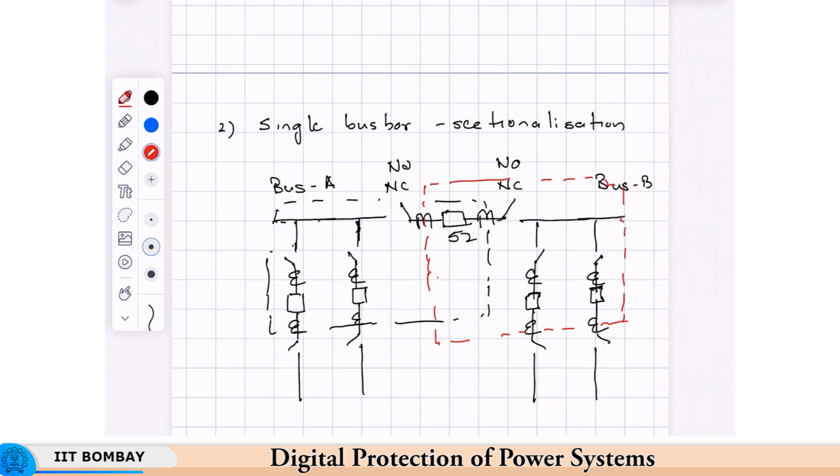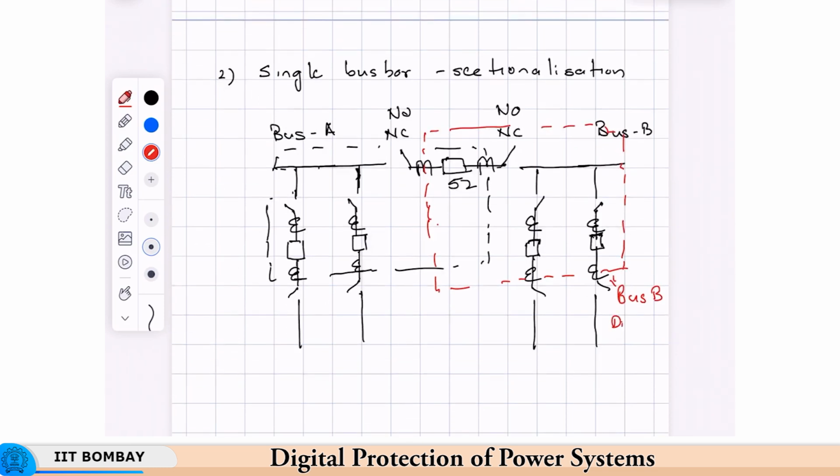So, there is some amount of overlap, as we said that there should be. So, this will be bus B differential zone, and this is bus A differential zone. Okay.